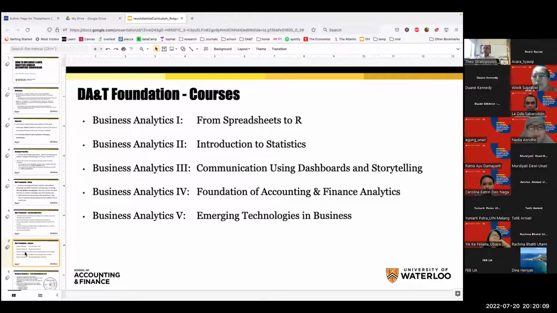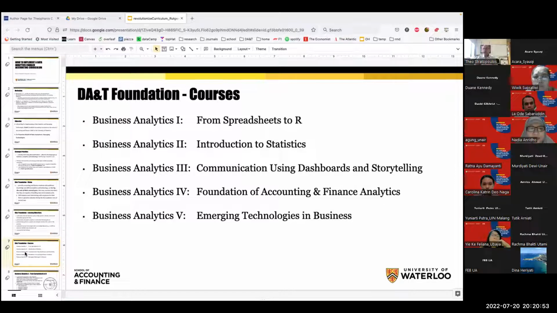So now that you know what are the learning objectives, here are the 5 courses that all accounting and finance students must take by the end of their second year. These are required courses, these are not electives. If you want to be an accounting and finance student, you must take these courses. You don't have an option. You don't say that, oh, I don't care about data analytics, I don't want to take these courses. If you want to be an accounting or finance major in Waterloo, you must take these courses. You must complete these courses in the first and second year.